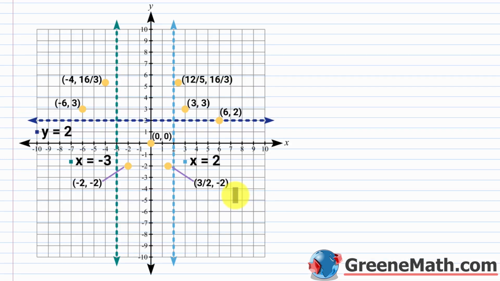So coming back down here, let me just show you everything. So this is (-4, 16/3). This is (-6, 3). This is going to be (-2, -2), (0, 0), (3/2, -2), (12/5, 16/3), (3, 3), and (6, 2).